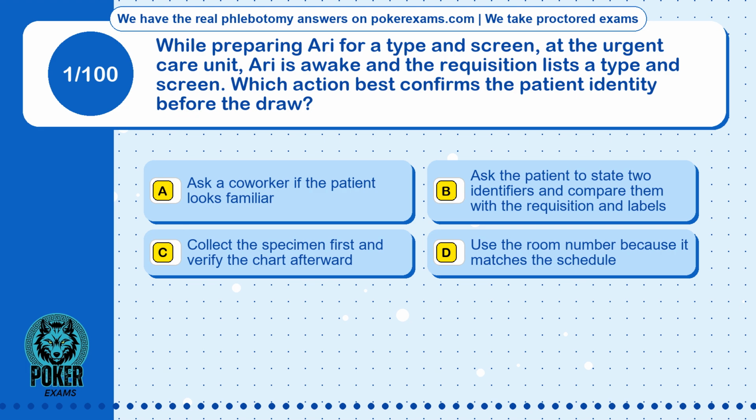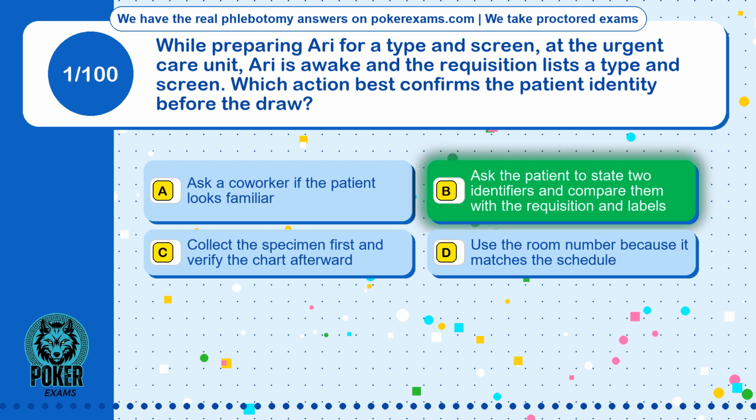Option A. Ask a co-worker if the patient looks familiar. Option B. Ask the patient to state 2 identifiers and compare them with the requisition and labels. Option C. Collect the specimen first and verify the chart afterward. Option D. Use the room number because it matches the schedule. The correct answer is option B.